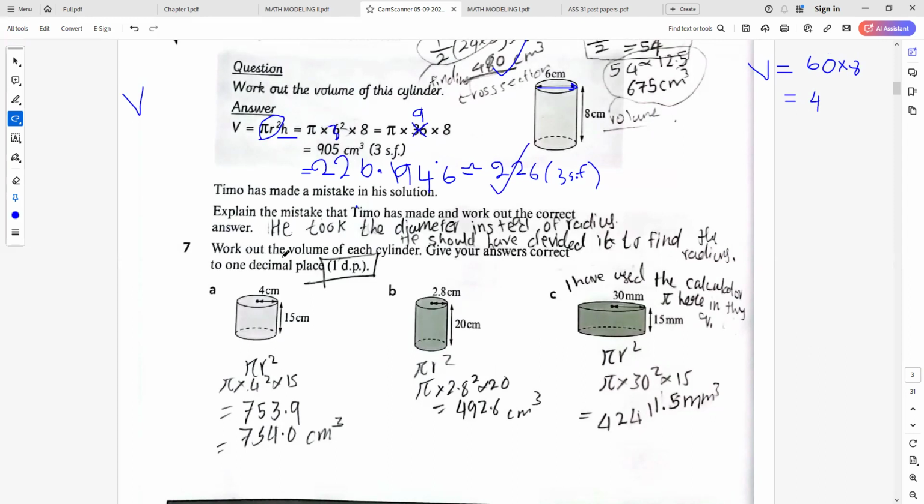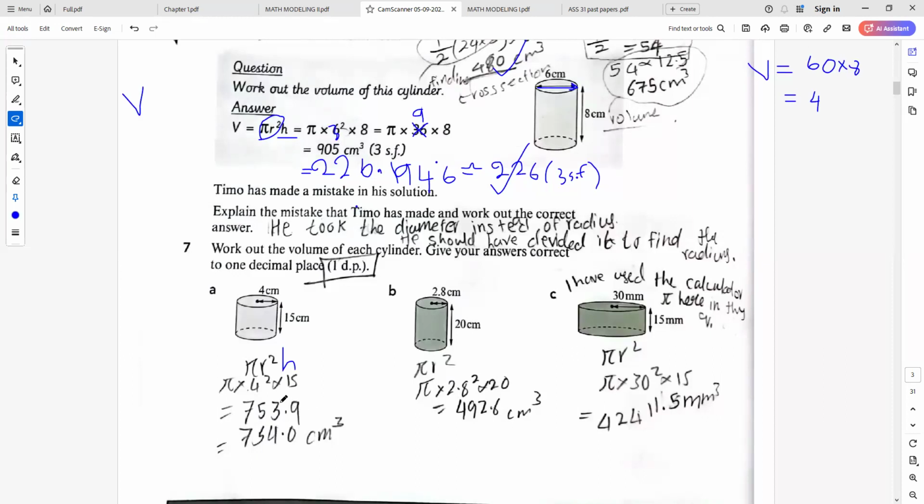Okay. Work out the volume of each cylinder. Give your answer correct to 1 decimal place. Here you see pi r squared. Here pi times 4 squared, because this is the radius, right? Into the height. So here you are supposed to write h also. Here there is a mistake. Pi 4 squared into 15. Then if we want to round it to 1 decimal place, we have to look at the second decimal place.